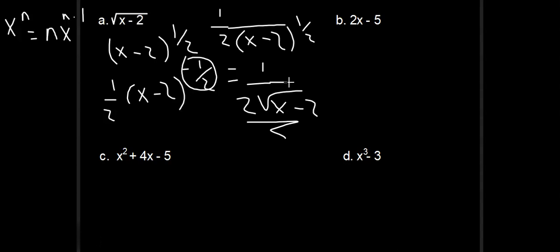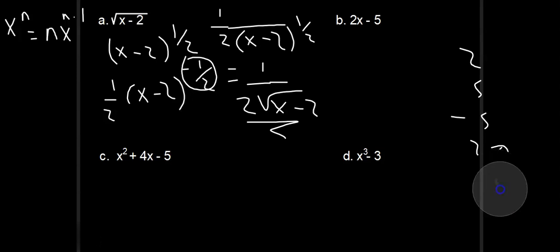Now, when it comes to the second question, the second question says 2x minus 5. When I try to differentiate 2x minus 5, I want you guys to understand something. All the time, the derivative of any constant number can be 2, 5, negative 5, 20, whatever. For all constant numbers, the derivative is always equal to 0. So that's one thing that I want you guys to understand.